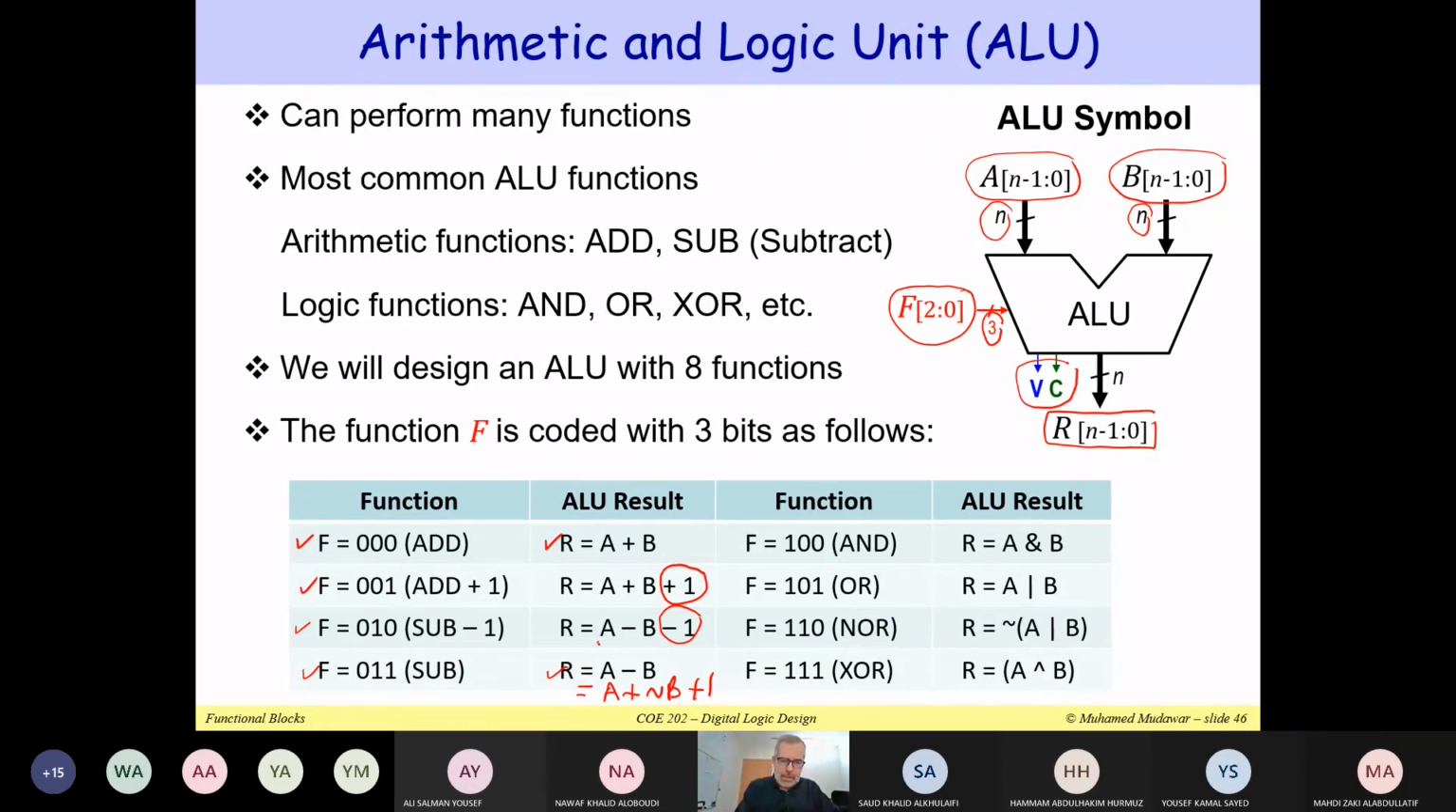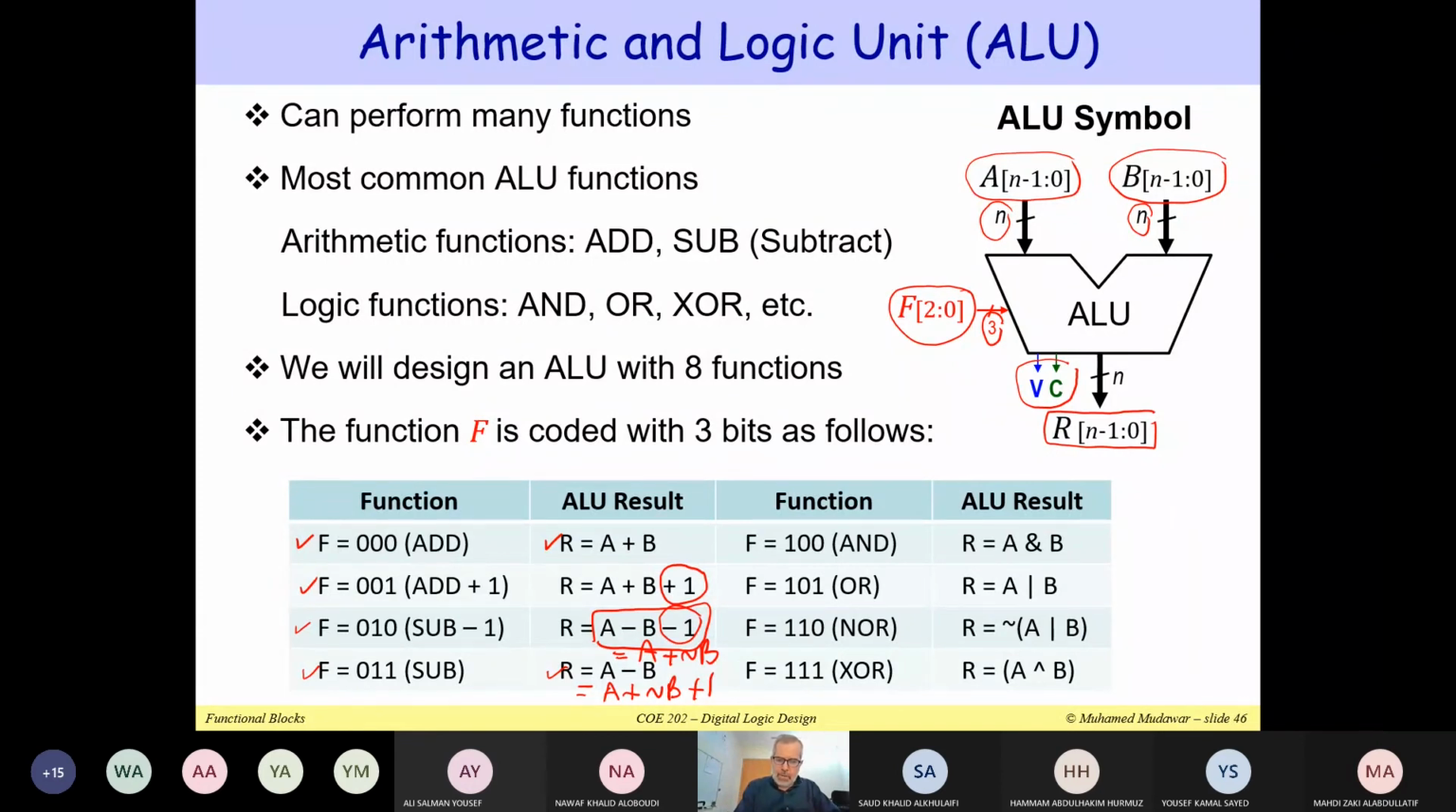Now, in the case of A minus B minus 1, we cannot use minus 1 as an input carry. The input carry can be either 0 or 1. It cannot be negative 1. But what we can do is say that this is A plus the 2's complement of B minus 1. So plus 1 minus 1 will give you A plus not B. That's it. So it's A plus the 1's complement of B. So we can use the same adder to do all of these 4 functions.